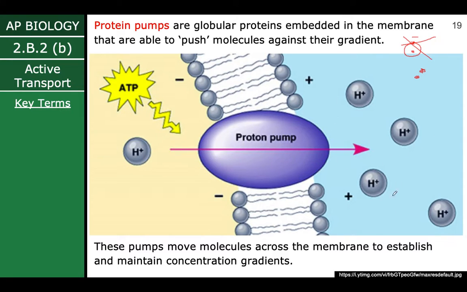Okay, so here we have a lot of protons outside, not many inside, and yet I'm going to make them fight against their concentration gradient. How do I do that? Well, I need some energy. So I'm going to spend some ATP. Okay.